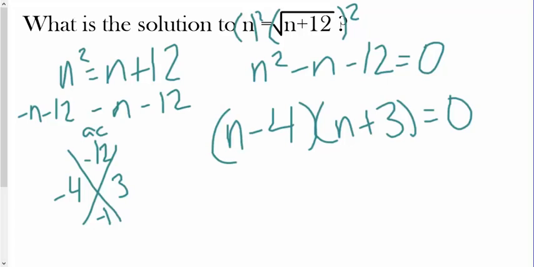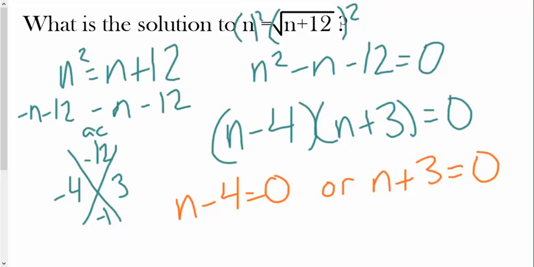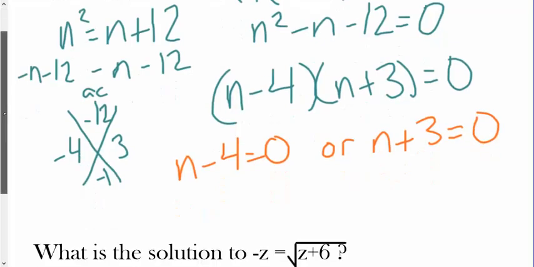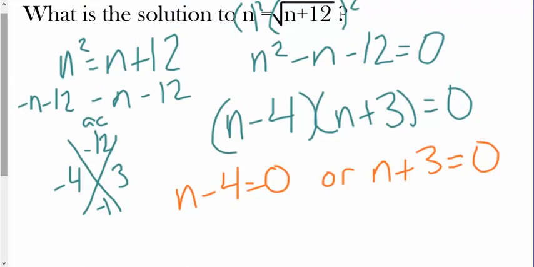Now let's think about what that means for a second. That means that one of those, or potentially both, has to be equal to 0, because the only way you can get 0 is if you multiply a quantity by 0. So we can write this statement: either n minus 4 equals 0, or n plus 3 equals 0. Because it's an or statement, we only have to satisfy one of the quantities, which means n equals 4 or n equals -3.